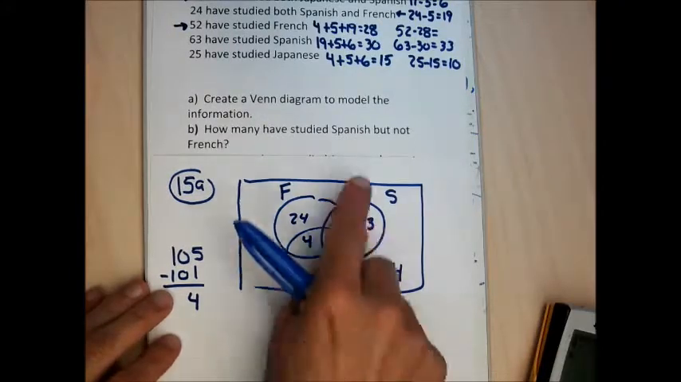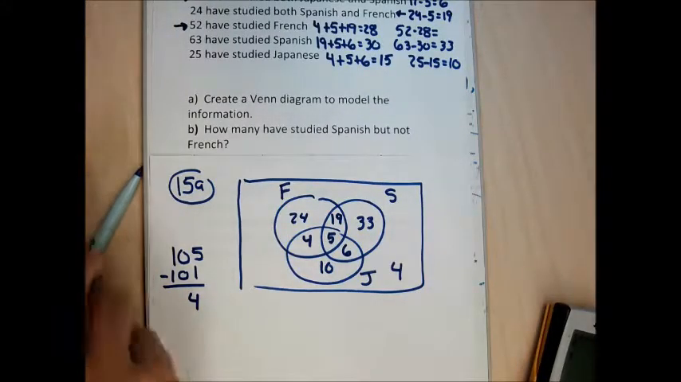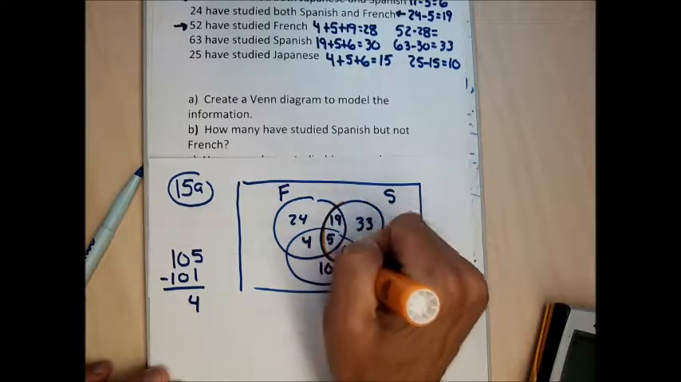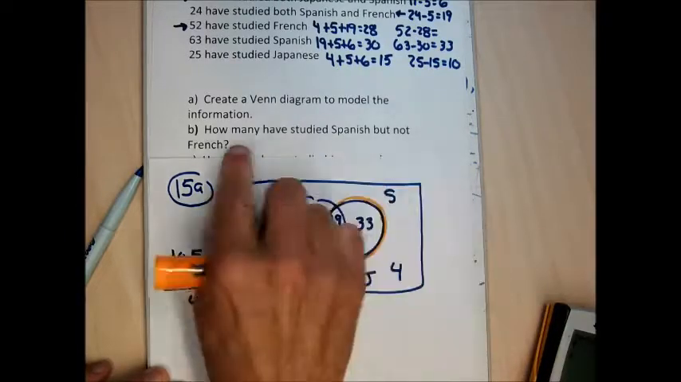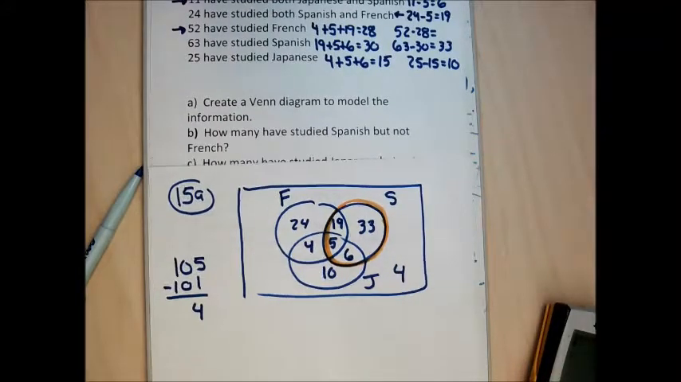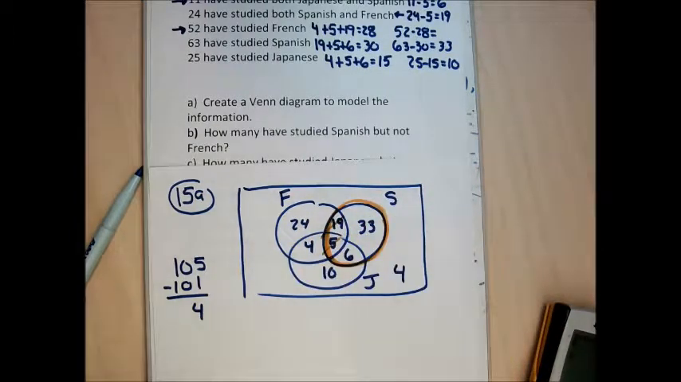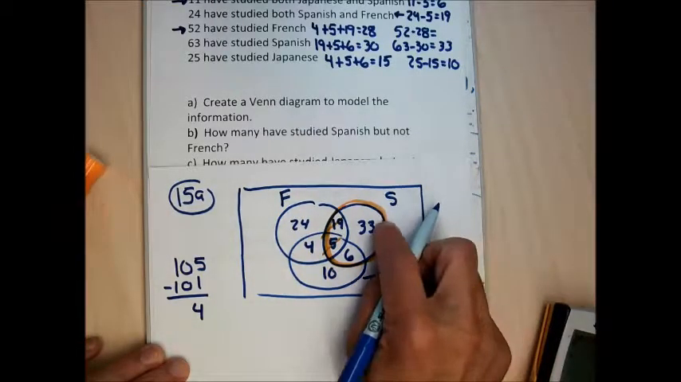So how many studied Spanish but not French? The numbers that I'm going to count have to be in the Spanish circle to be studying Spanish. So immediately when I'm answering part B, how many studied Spanish? Well, that's all of these people. But of these people, I need to throw out the ones that didn't study French. So I'm going to count those people and those people because they studied French. I don't count those. So I'm only counting the Spanish people that didn't study French.